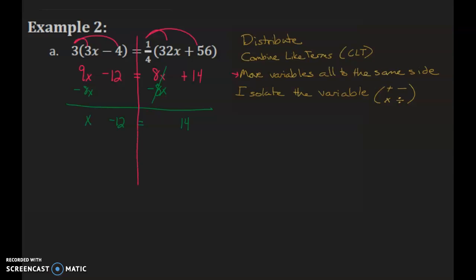So now isolate the variable, get x by itself. It's x minus 12. So the inverse of subtracting 12 is adding 12. So we will add 12 to both sides, and we get x equals 26.